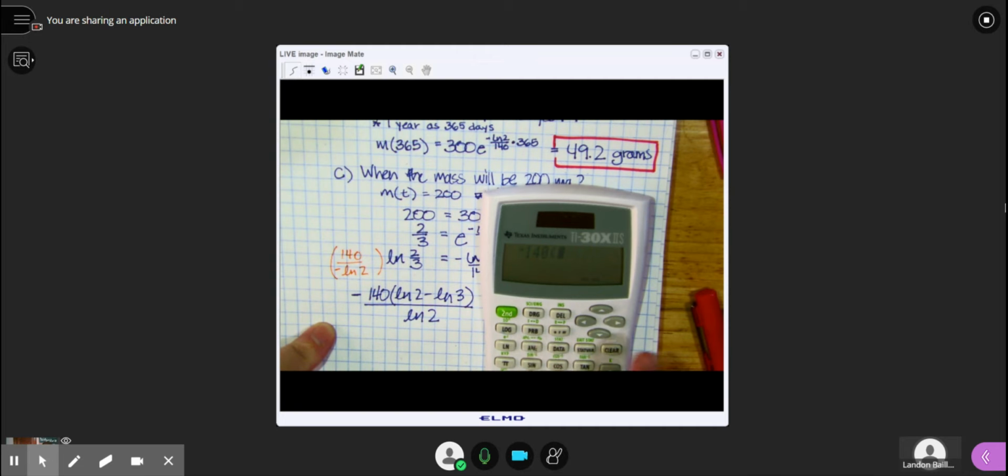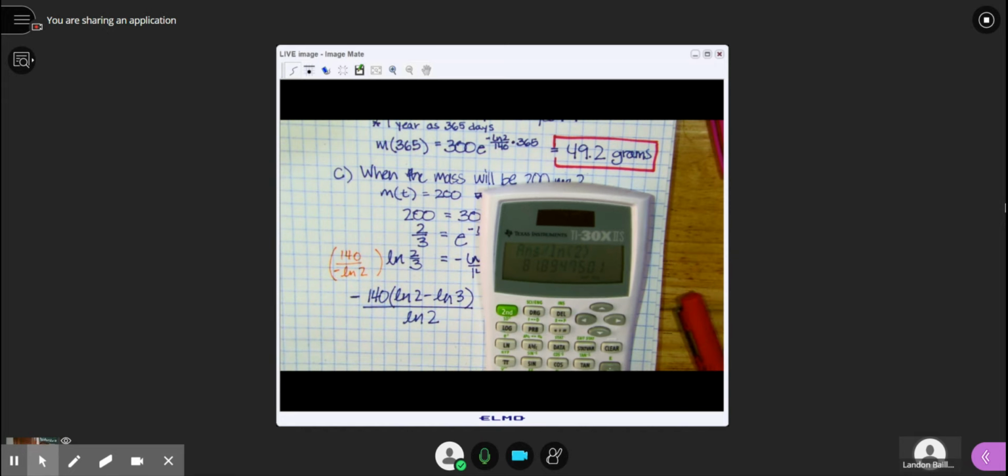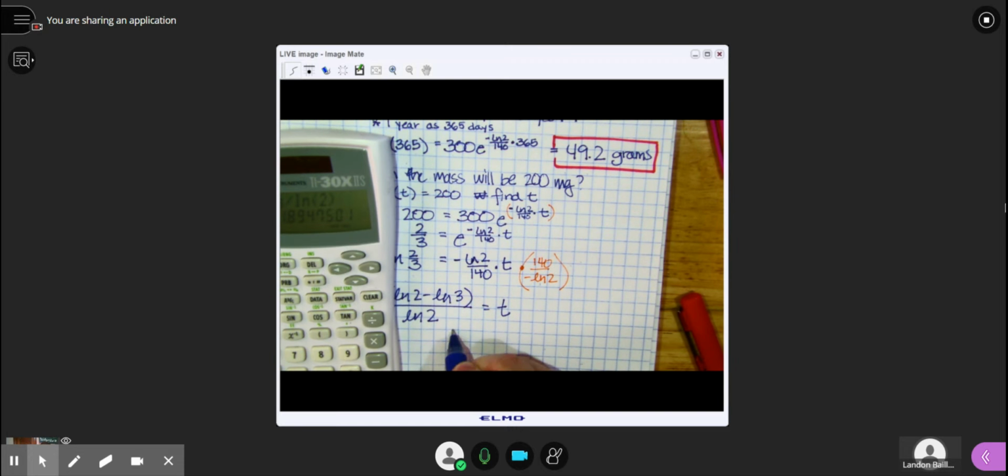Yep, negative 140 parentheses, ln 2, remember to close my parentheses, minus ln 3, remember to close my parentheses, and hit equals, to get like a 56.8-ish, but then I still need to divide that by ln 2. And I get 81.89, or about 82 days.